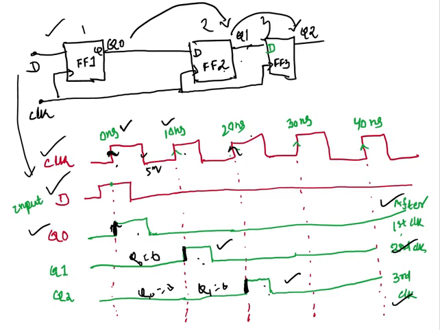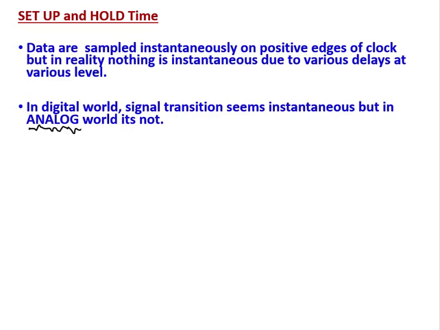That means whenever this clock comes at 0 nanosecond, at the same time, instantly, this input data is sampled and we get our Q0. But what we have to remember is, data are sampled instantaneously on positive edges of clock. But in reality, nothing is instantaneous due to various delays at various levels. In the digital world, signal transition seems instantaneous. See here.